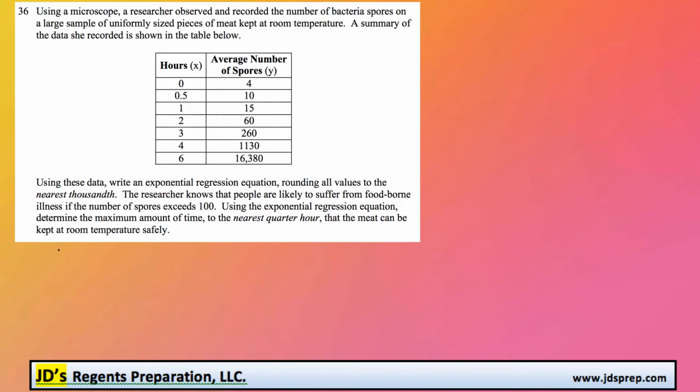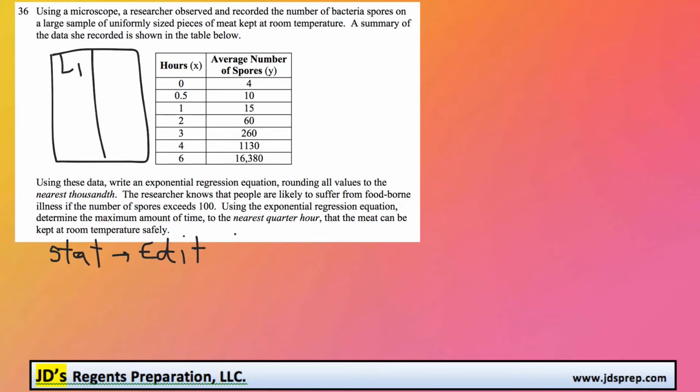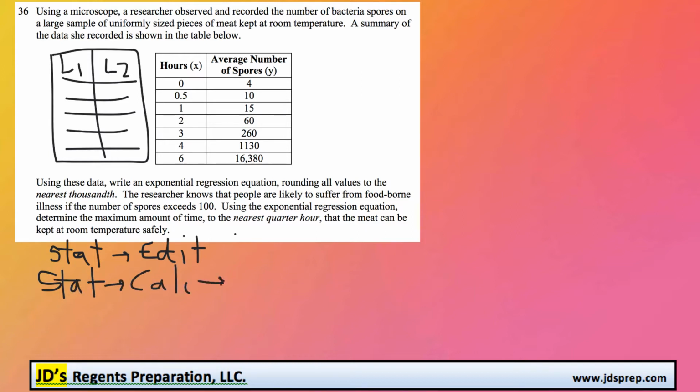The first thing you want to do is press the Stat button and go to Edit. From there, you'll have the table of values. It'd be labeled as L1 and L2, and you'll input all this data. With that done, you're going to press the Stat button again, go sideways to Calc, and choose the exponential regression, which is ExpReg, and then just press Enter.